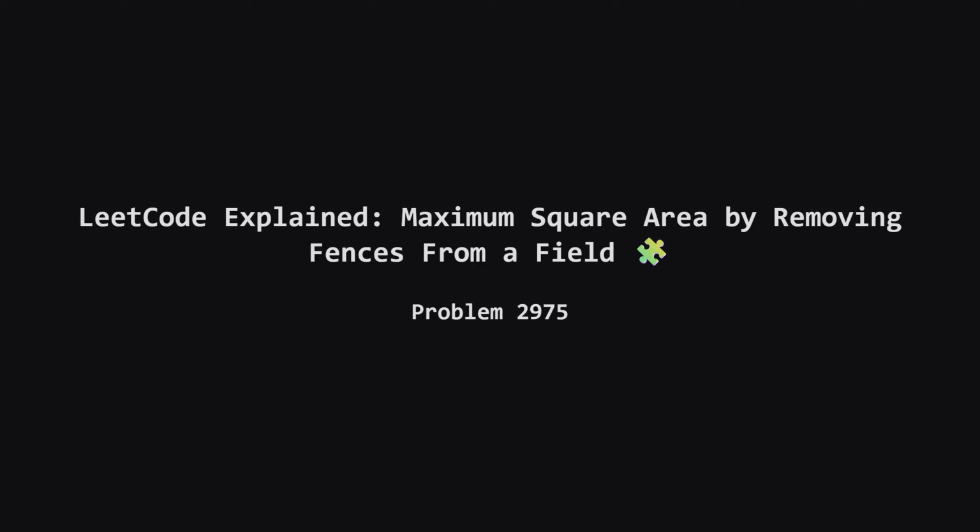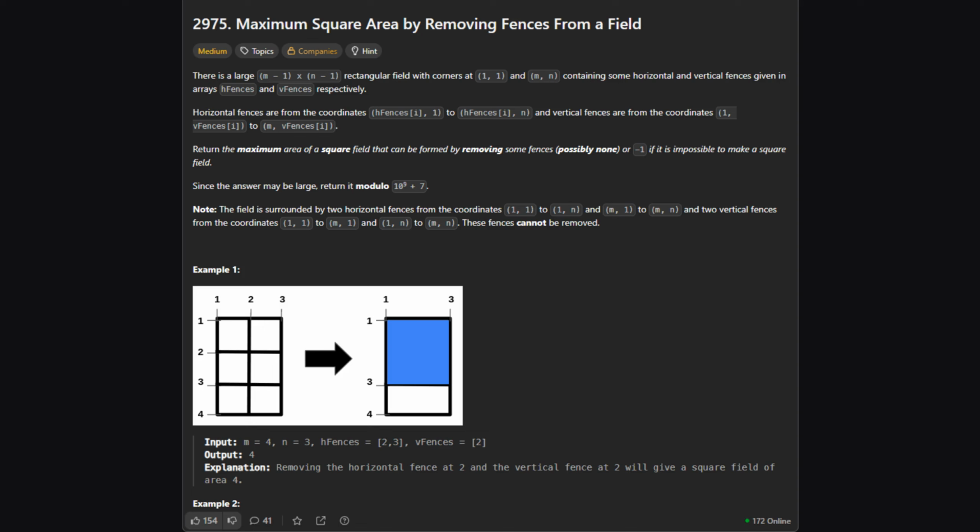Hello everyone, welcome back. Today we're tackling a medium-level problem called maximum square area by removing fences from a field. It's a bit of a mouthful, but the concept is actually pretty straightforward geometry. We're going to break it down step by step, look at the logic, and solve it efficiently. Let's get started. Here is the problem description.